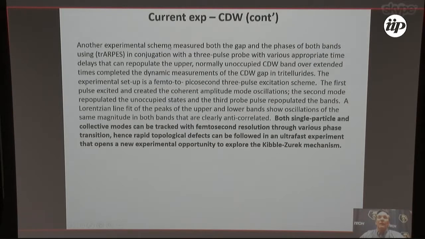There's another experiment where you can have a three-pulse probe. You can populate the normal unoccupied charge density wave. That's the upper level. Extend the times, do dynamic measurements of the gap. And this gives you a femto- to picosecond three-pulse excitation scheme. First pulse exciting, second creating coherent amplitude, the second mode repopulates the occupied state, and the third pulse repopulates the bands. So you look at these things and they're pretty fascinating. Both the single particle and collective modes can be tracked. And it's an opportunity, an ultrafast experiment, to look at the Kibble-Zurek mechanism.